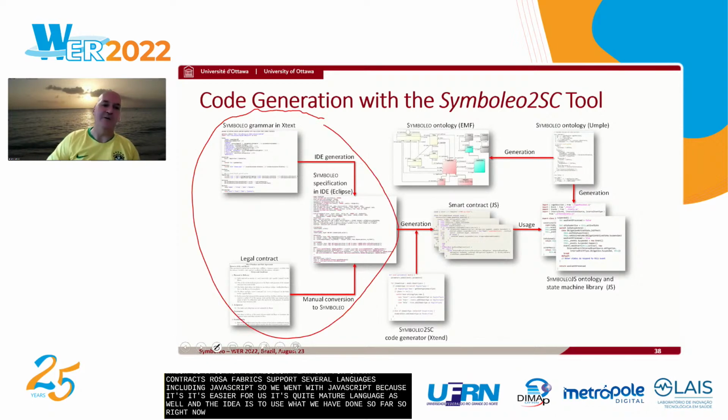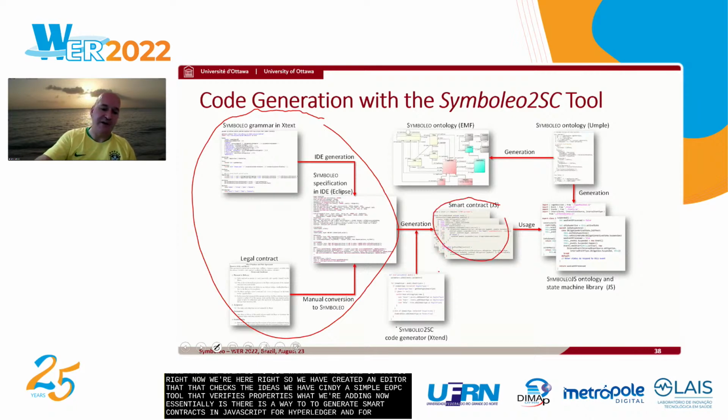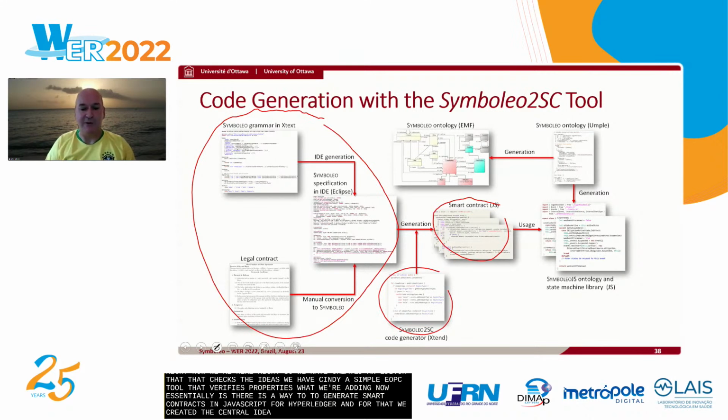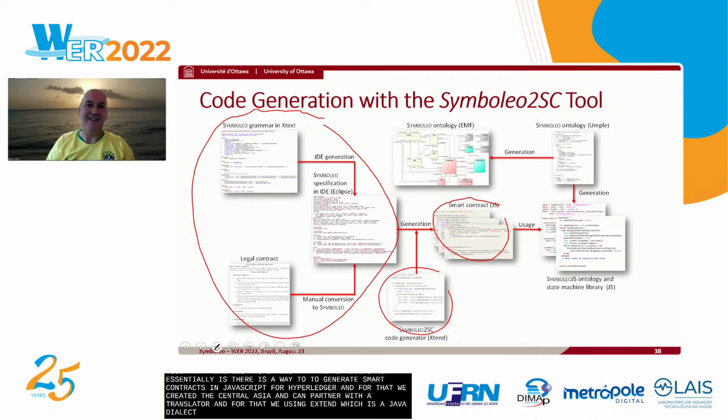So right now we're here, right? So we have created an editor that checks the IDs. We have seen the Symboleo PC tool that verifies properties. What we're adding now essentially is a way to generate smart contracts in JavaScript for Hyperledger. And for that, we created essentially a compiler with a translator. And for that, we're using Xtend, which is a Java dialect and very popular in the Xtext ecosystem. So we have rules essentially to produce smart contracts.